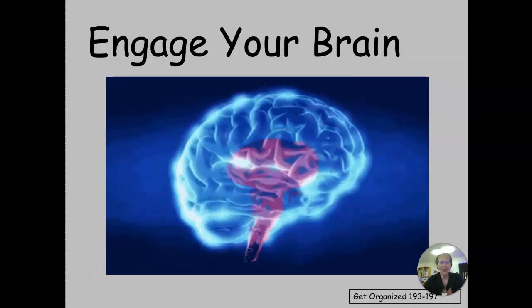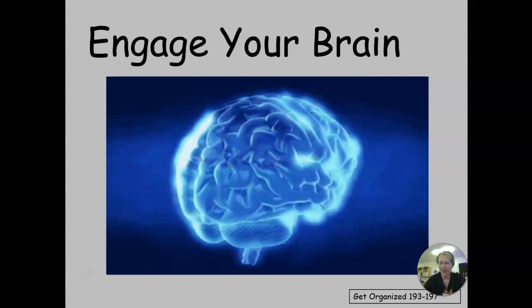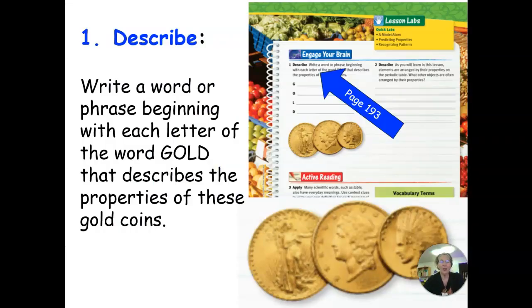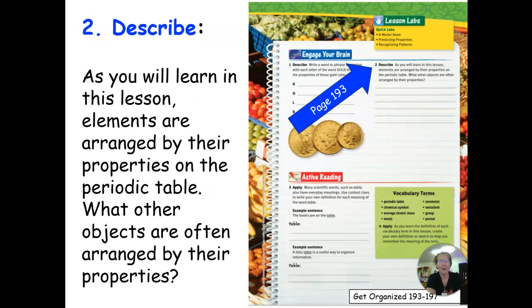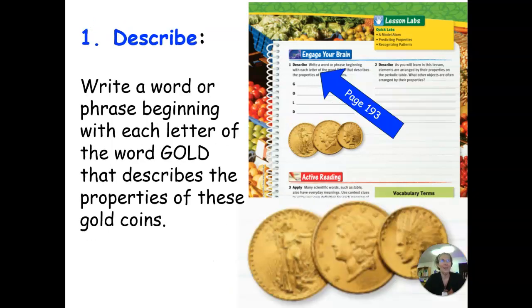Like every lesson, you're going to start out with an Engage Your Brain page. Your Engage Your Brain page starts out with the question, write a word or phrase beginning with each letter of the word gold that describes the property of these coins. So try to use scientific words, not like giraffe, because giraffe isn't going to explain those, right?